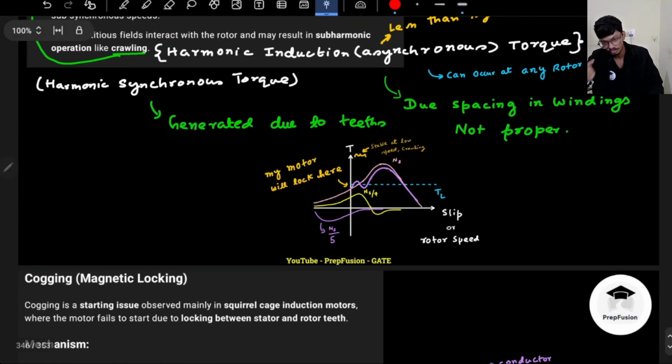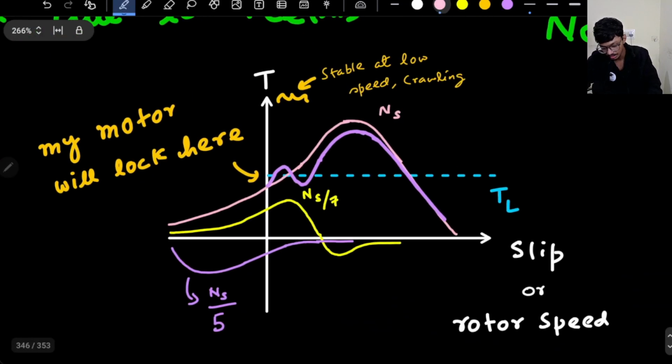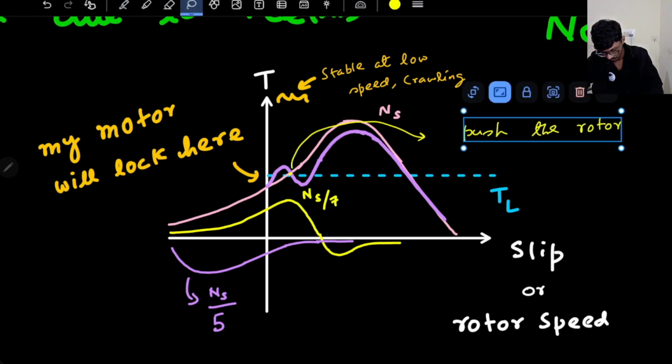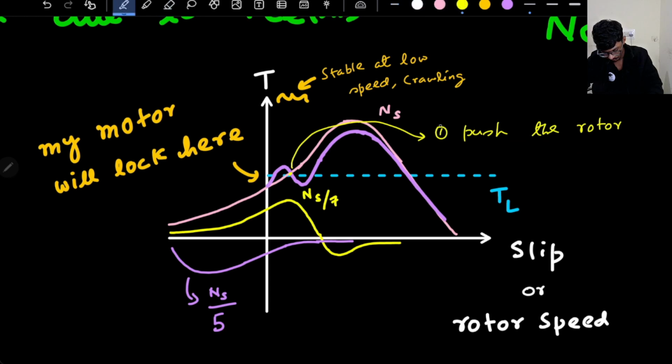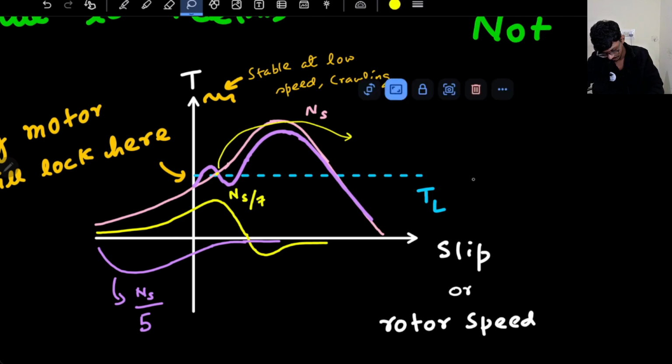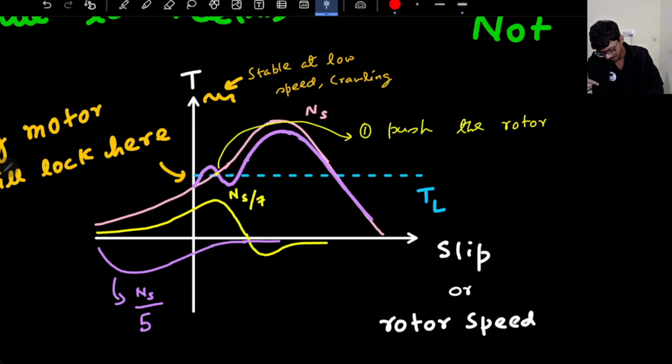So how can I solve this problem? It can be solved by pushing the rotor. Let's say it has stabilized here, and at this point I push the rotor, slightly increasing the speed. Then it will move out of this stability zone, the speed will increase, and it will reach here. So if I push the rotor, that is fixed.